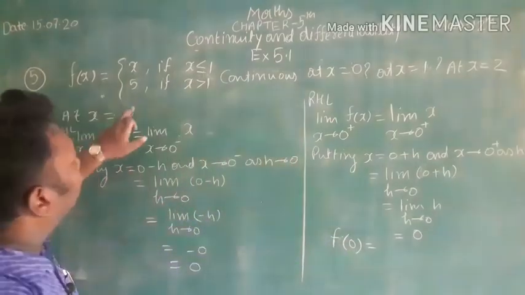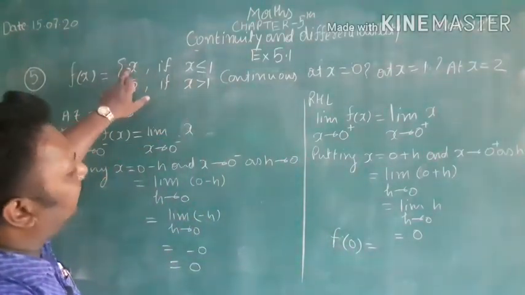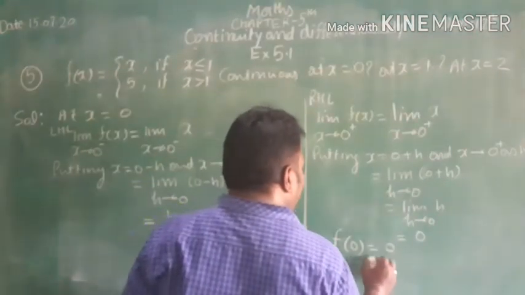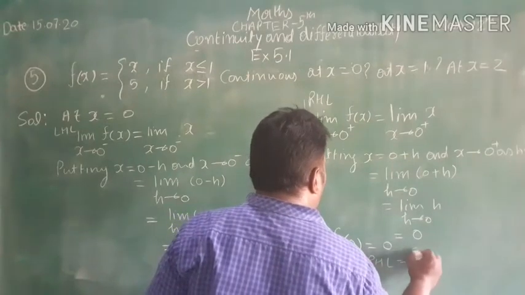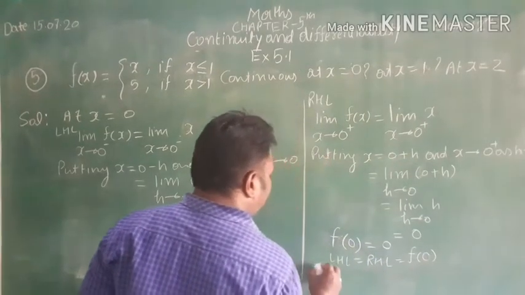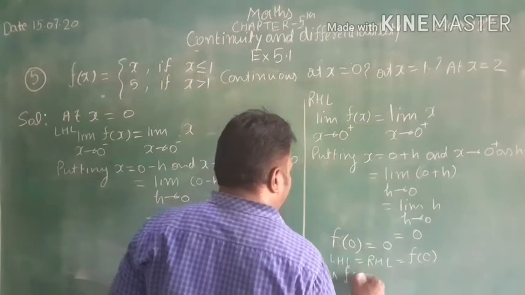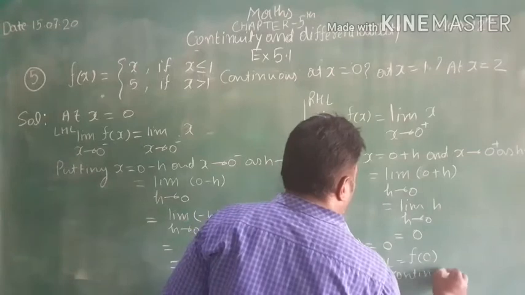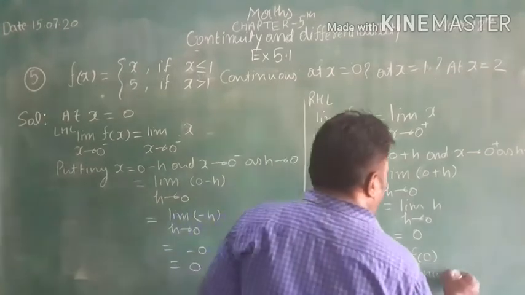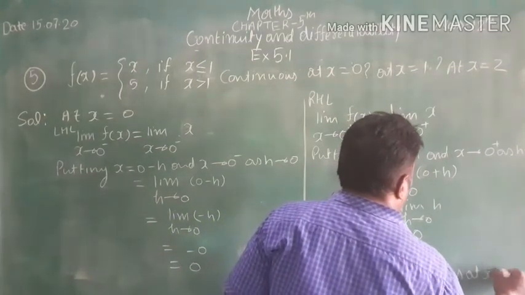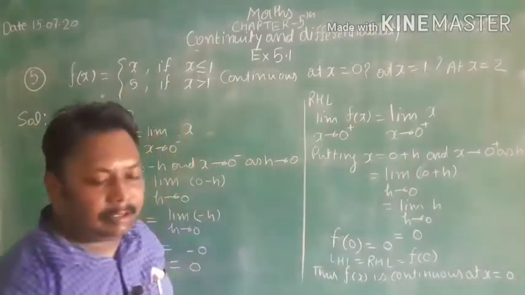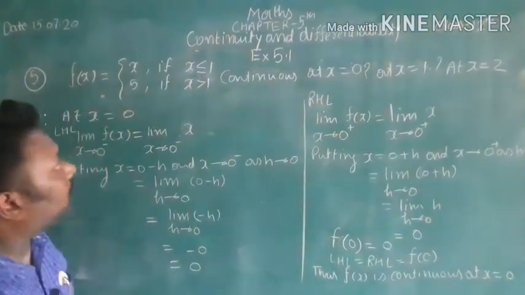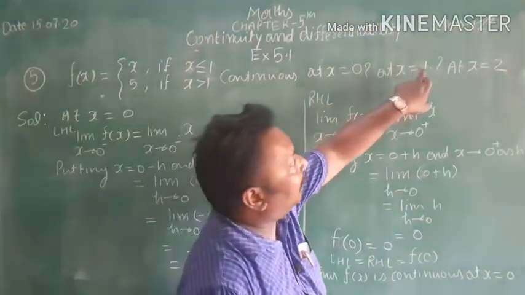The value of f(0) we take, so we take this function, this is also 0. LHL equal to RHL equal to f(0), thus f(x) is continuous at x = 0. Thus f(x) is continuous at x = 0. Now we find out at x = 1.